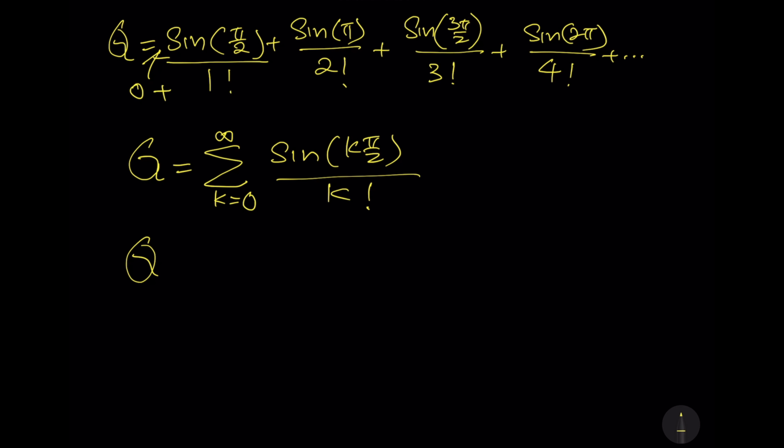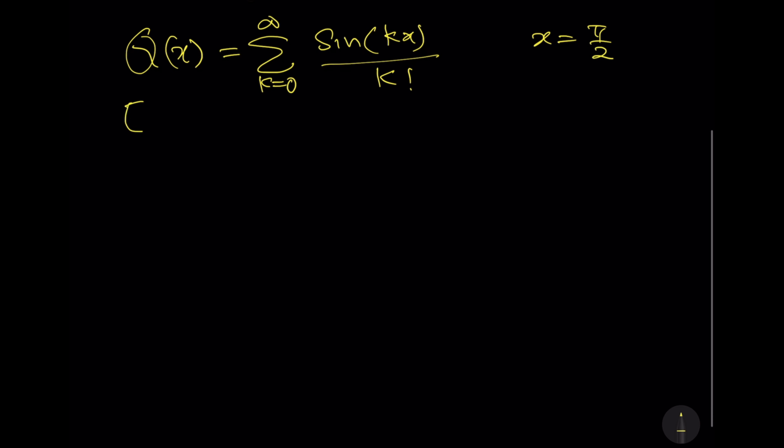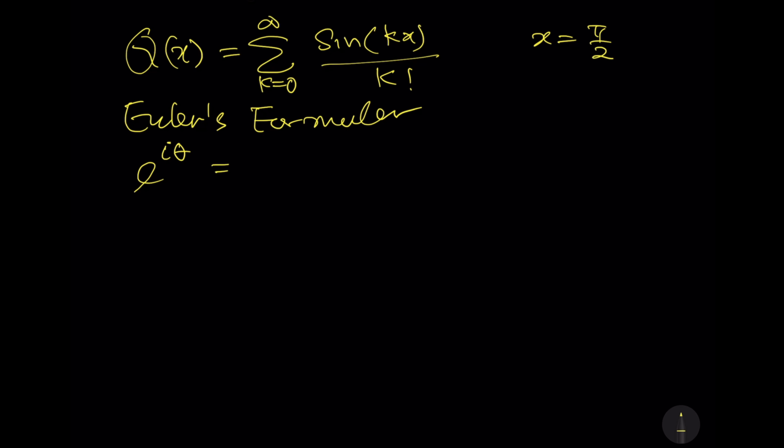Let's try to rewrite it as a function Q(x) equals the summation from k equals 0 to infinity of sine of kx, divided by k factorial, where x is π divided by 2. Next, we're going to use the popular Euler's formula, where e to the power iθ equals cos θ plus i sin θ. In our case, θ is kx. i is the imaginary number, which is equal to the square root of -1.